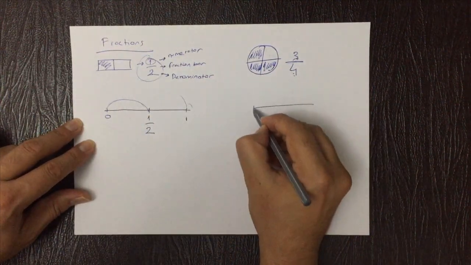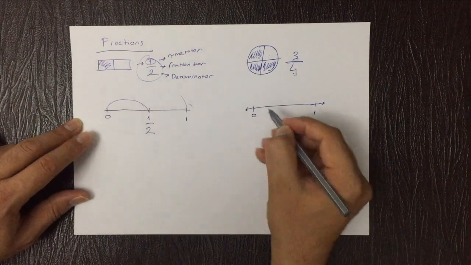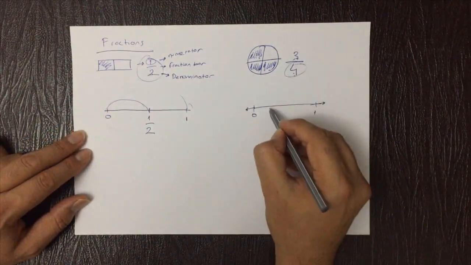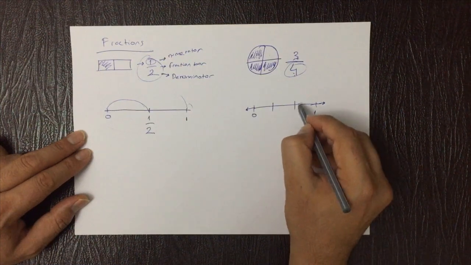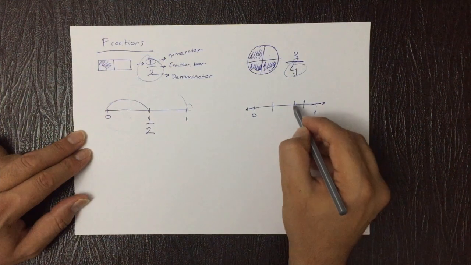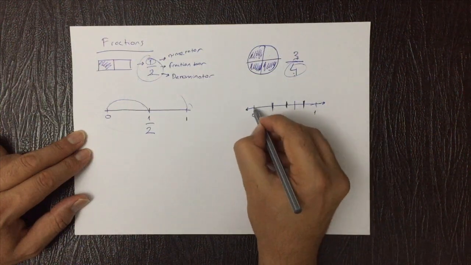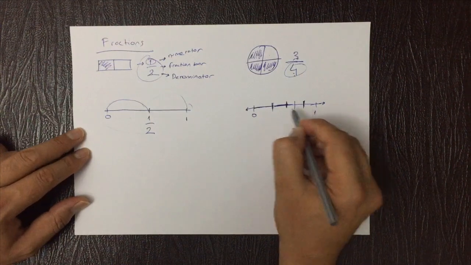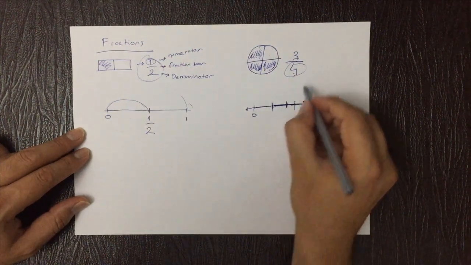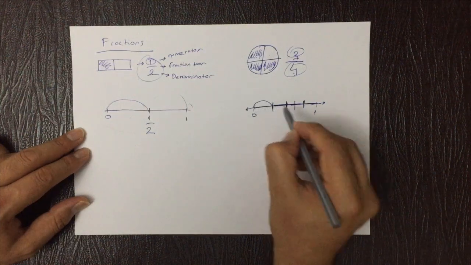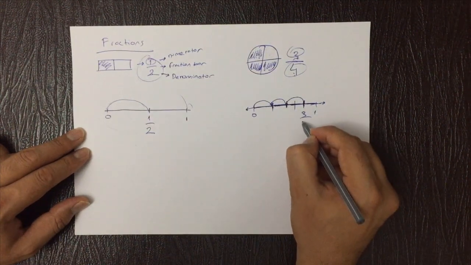What about this one? Again 0, again 1, but these number lines go to infinity, of course. So how many parts do I have to cut? 4. I have to make 4 pieces. That's why I have to cut 3 times, and these must be equal parts. This is not a part, just this. 1, 2, 3, and 4. This is not okay. So how many parts will I get? 3 parts. 1, 2, 3. So this is 3 out of 4.